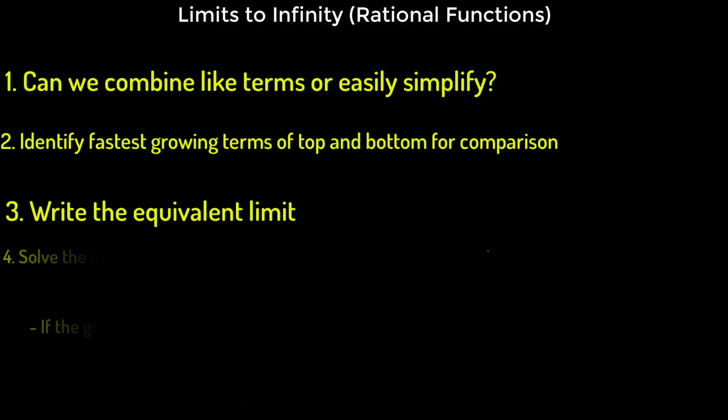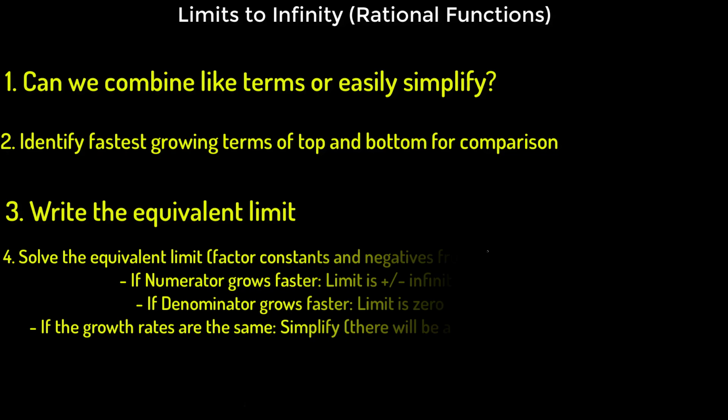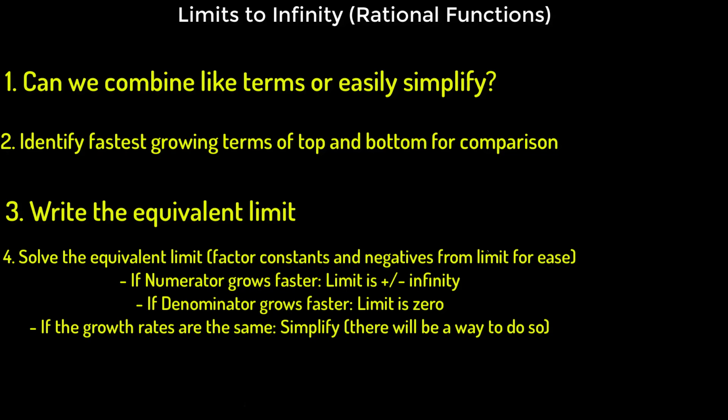Then step number 4, we just compare them. We truly just compare them. If the numerator grows faster than the denominator, our limit will be equal to either positive or negative infinity. It really depends on the situation, depending on the constants that you pull out. If the denominator grows faster than the numerator, this limit will automatically be 0. Automatically. And that's because if we divide any number by a very, very large number, it will be approaching 0.